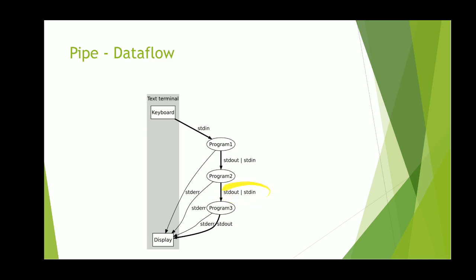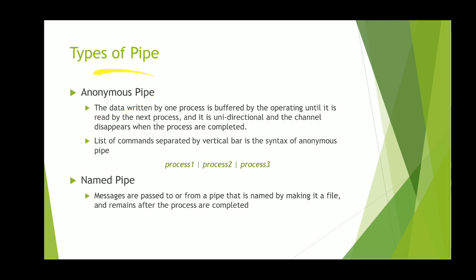So whatever values are generated by program 2 act as the input to program 3, and the final output of program 3 is displayed in the display, and all the error streams are also directed to the display. These three programs, program 1, program 2 and program 3, are executing simultaneously. And this form of interprocess communication can be achieved using either anonymous pipe or named pipe.